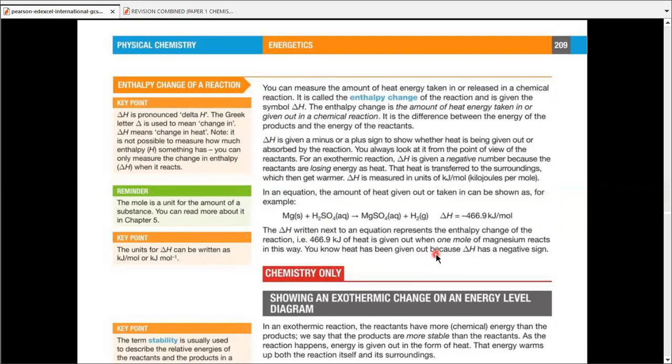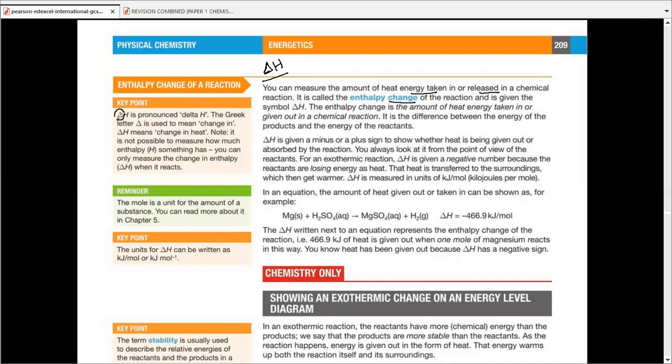So let's first define it with theory, and then we're going to talk about the mathematics. Enthalpy change of a reaction. When I use the word enthalpy change, it needs a little description. The amount of heat energy taken in while a reaction happens or released out to the surrounding during a chemical reaction, we call it enthalpy change. We denote it with the symbol delta H.